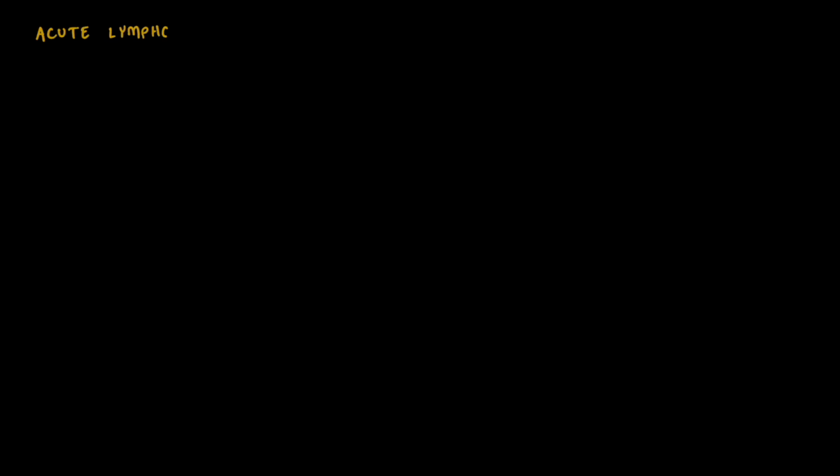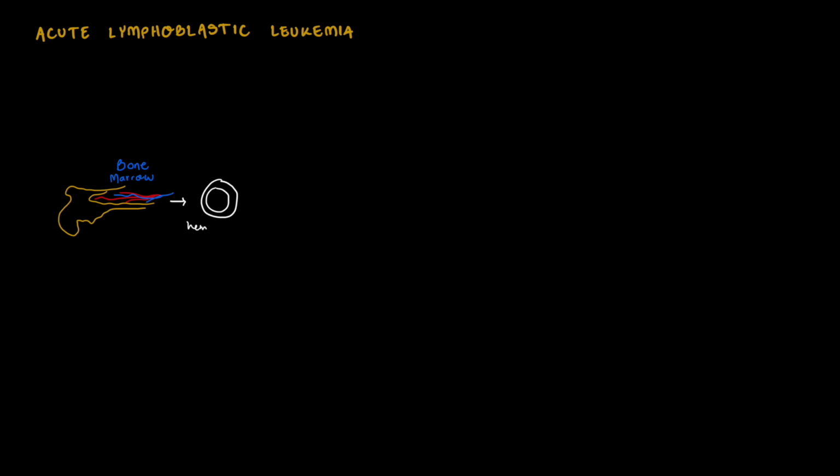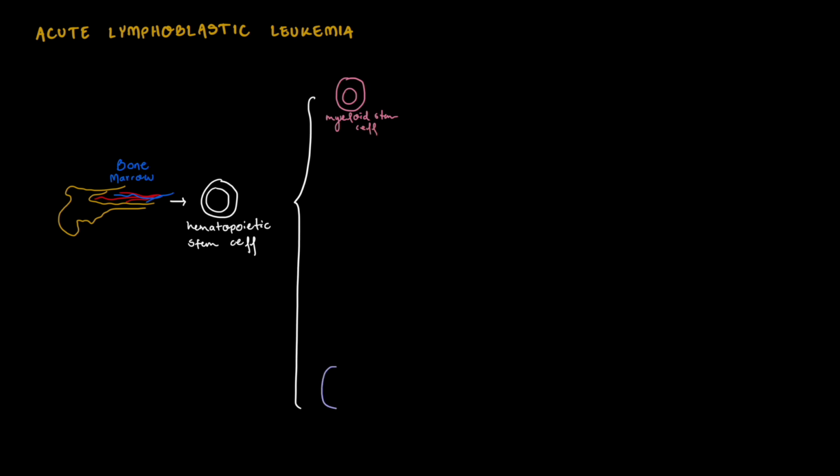Today we're going to review acute lymphoblastic leukemia. This type of cancer is the most common type of cancer in the pediatric population. To understand the topic, we're going to review hematopoiesis. This process is the end result of all of our blood cells. It begins in the bone marrow with our hematopoietic stem cell. This cell can become a myeloid stem cell or a lymphoid progenitor cell.